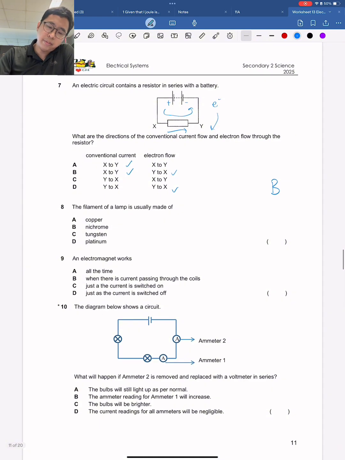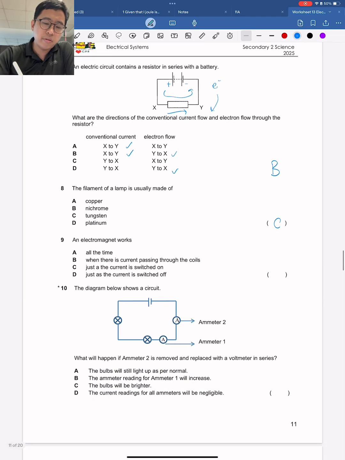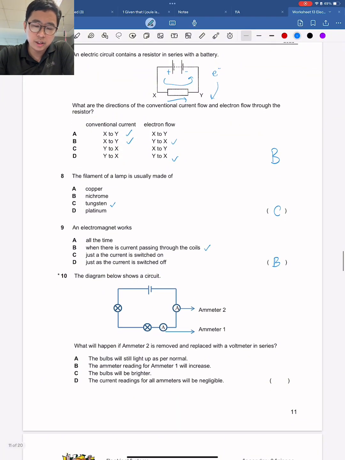The filament of a lamp is made of tungsten. This is a fact, go and remember it. When does an electromagnet work? An electromagnet works when there is a current passing through. When there's no current passing through, when it's switched off, it doesn't work. As long as the current is passing through the coils, the electromagnet will work.